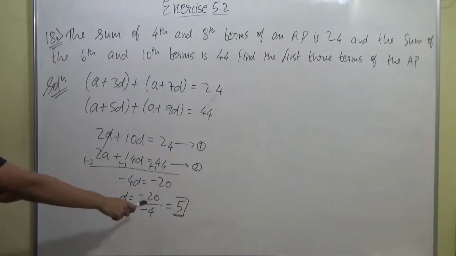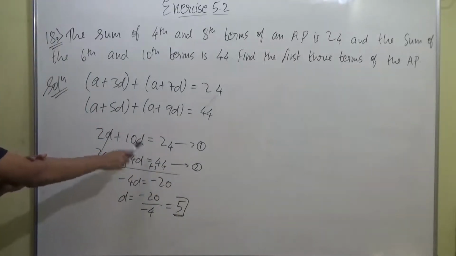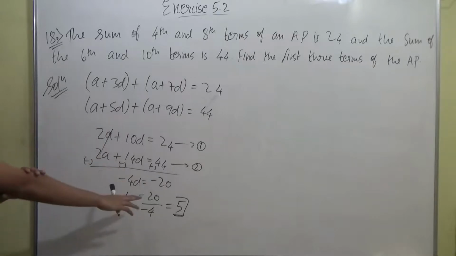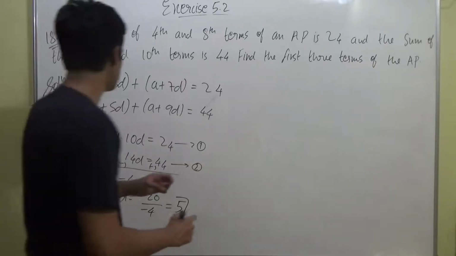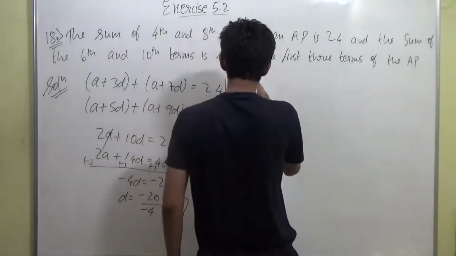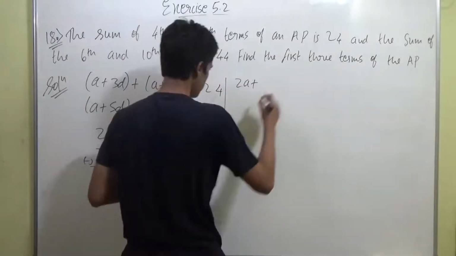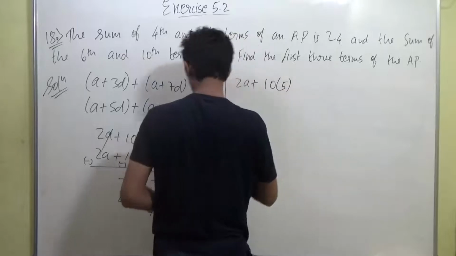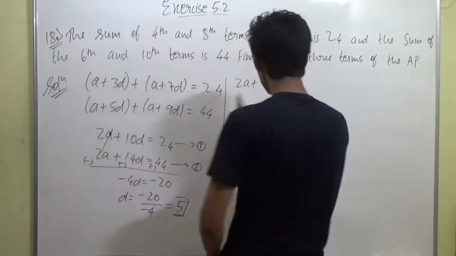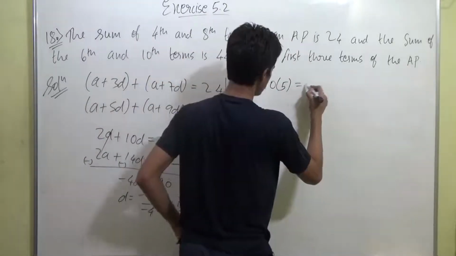If you put the value of D back into any of these 2 equations, we'll be able to get the value of A. So let me put the value of 5 back into equation 1. That time it will become 2A plus 10 into D. 10 into 5, D is 5 as we found out. So it is 10 into 5 equal to 24.